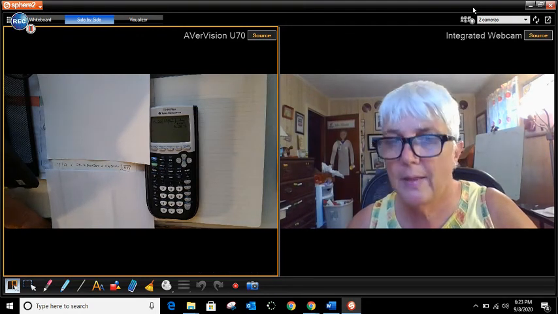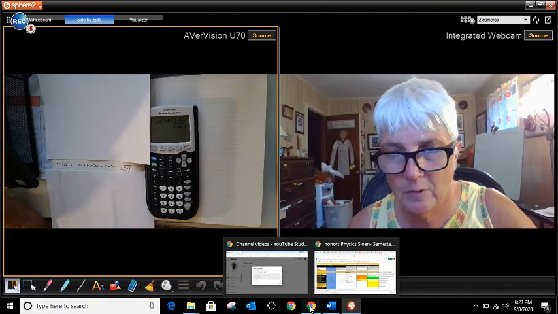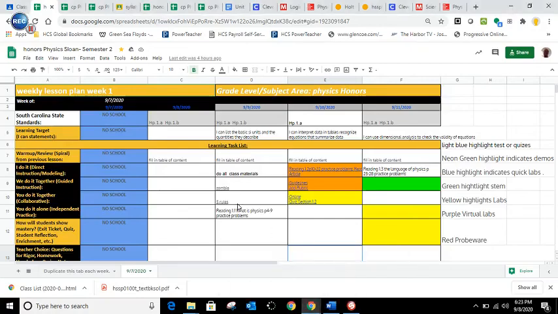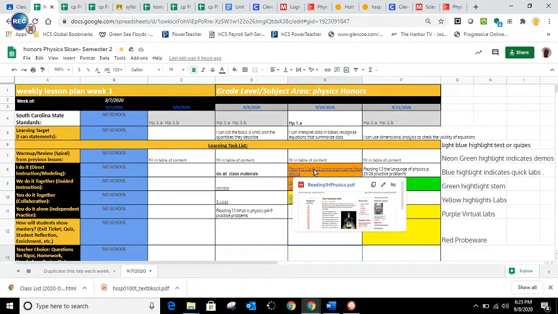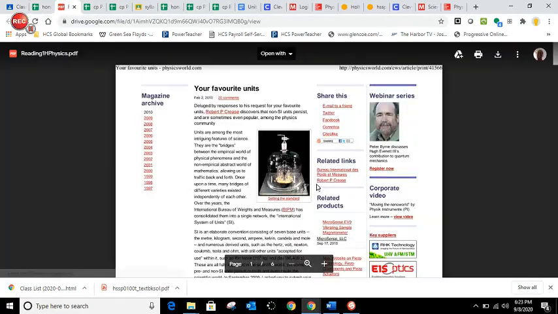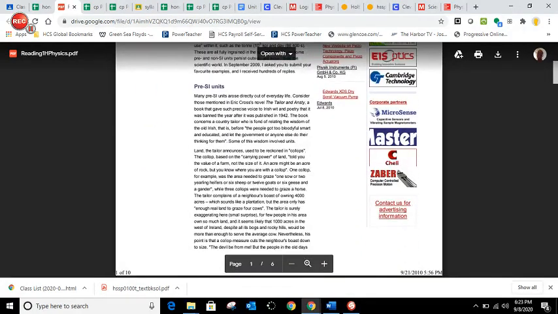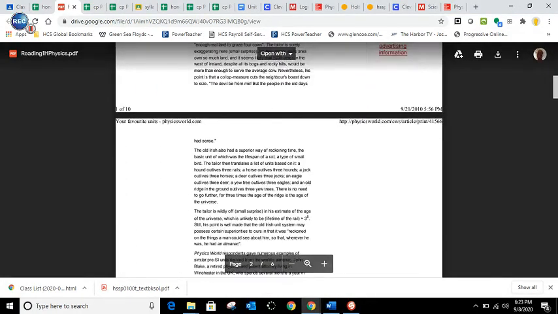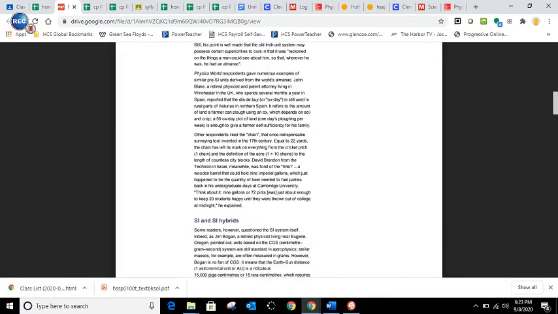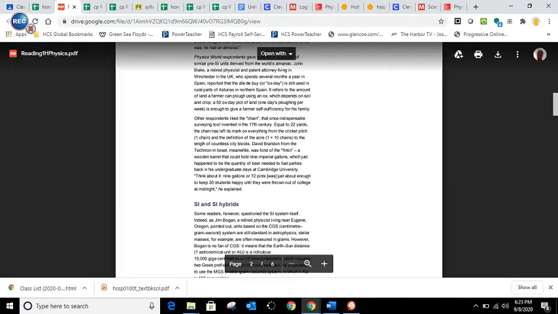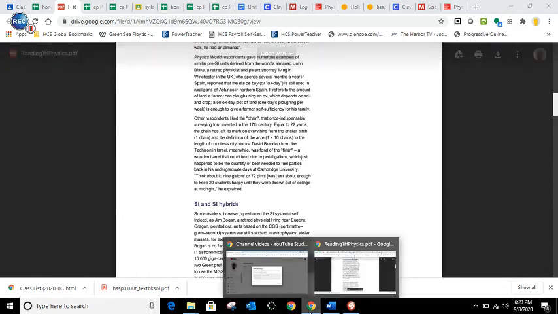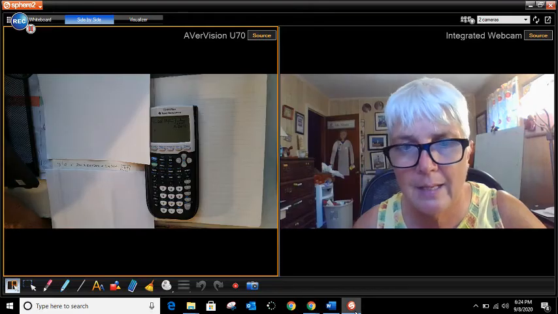The only other thing that you have to do after you do your practice problems is a reading article. We're going to talk about the reading article in class. You would open it up and read it, and then write a paragraph talking about what this was and how it relates to what we're doing in science. I will share that with you in class.